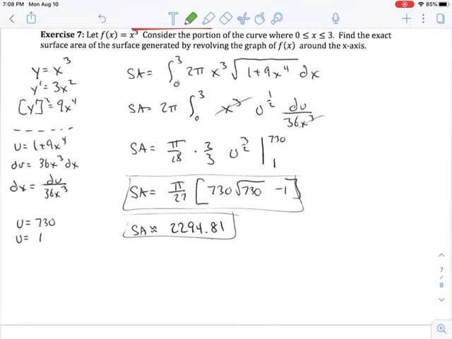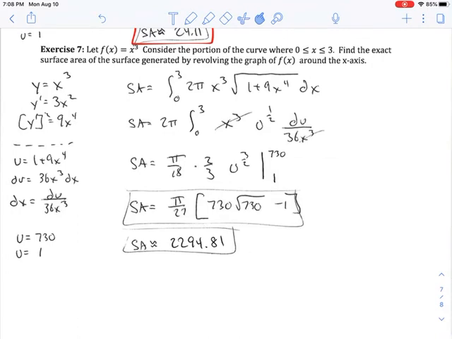All right, so f of x is equal to x cubed. And we're looking at the portion of the curve from 0 to 3. And we're going over the x-axis. So pretty straightforward. Again, your function, the derivative squared. Plug that into your formula. So you have 2 pi f of x and your radical.